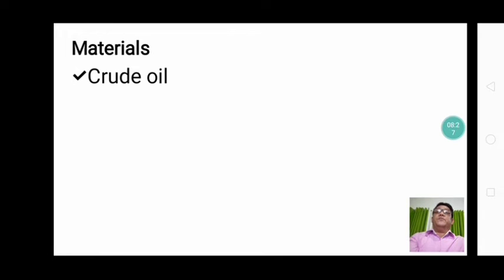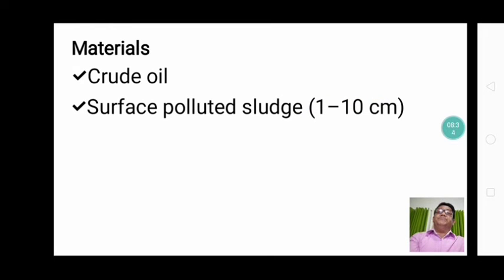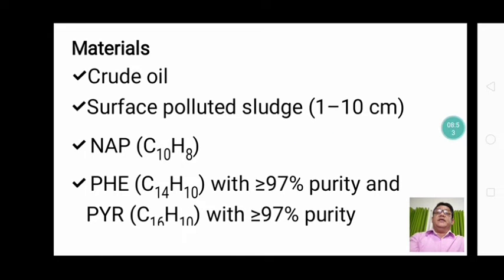The crude oil from Rumaila oil field was obtained from Southern Oil Company, Basra, Iraq. The surface polluted sludge, 1 to 10 centimeters, was also collected from Rumaila oil field, Basra, Iraq. [Naphthalene] was purchased from Sinopharm Chemical Reagent Company Limited, and both the phenanthrene and pyrene were purchased from Aladdin Chemistry Company Limited.